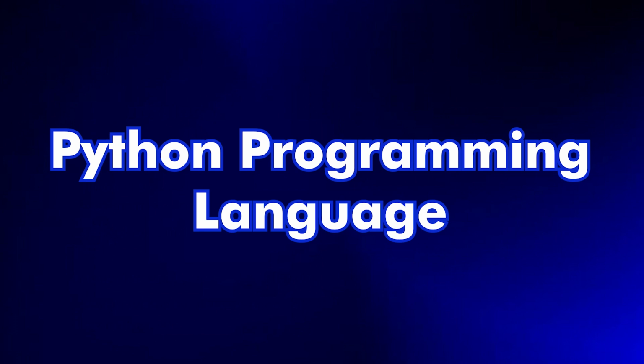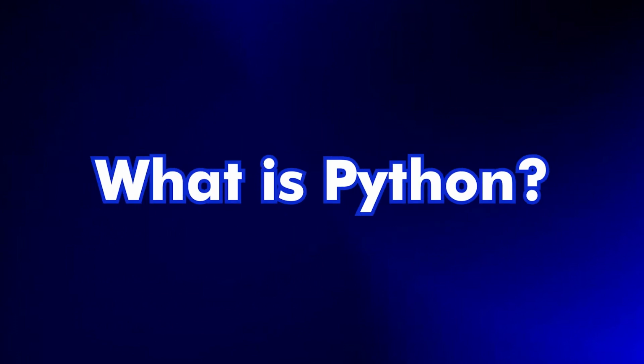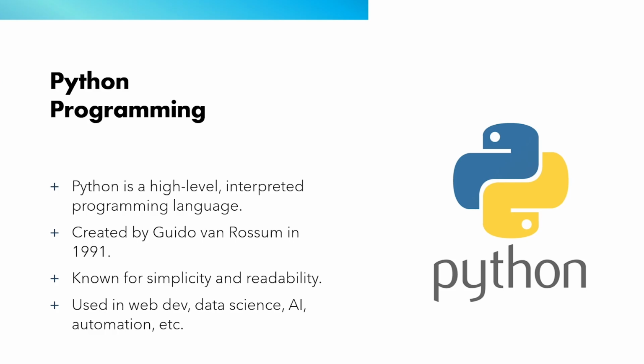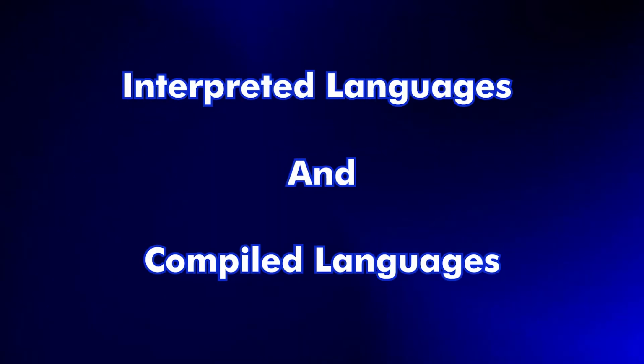Now let's look at Python. So what is Python? Python is a high-level programming language. It's an interpreted programming language as well. When we're talking about programming, we just categorize programming into high level and low level. There's also another classification of programming languages based on the way they are being interpreted by the computer. So we have interpreted languages and compiled languages.